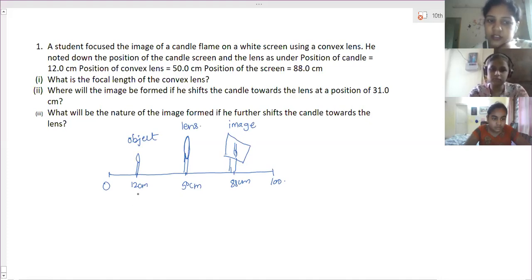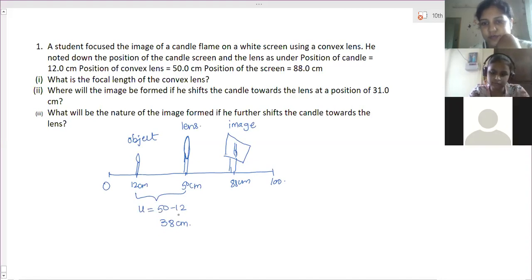Now what is object distance? Lens has an optical center. So distance from this to this is object distance U, which is equal to 50 minus 12, which is 38 centimeter. And here, this is image distance. V is equal to 88 minus 50, that is 38 centimeter.